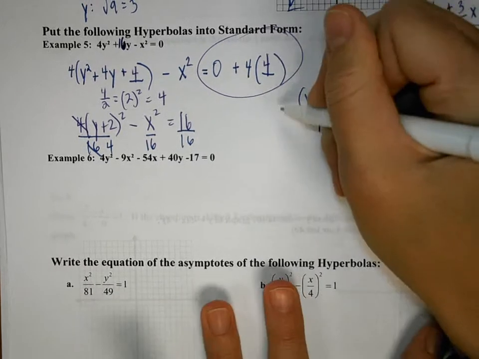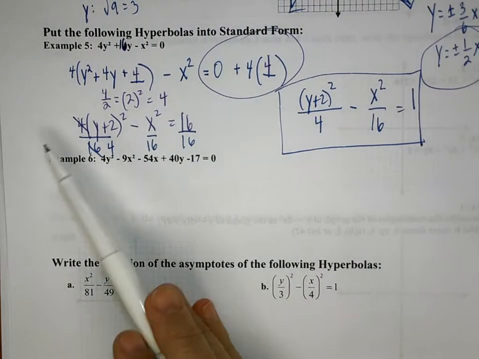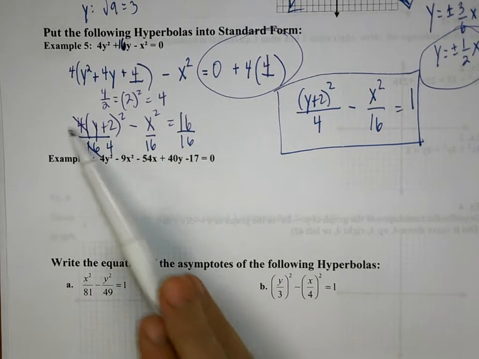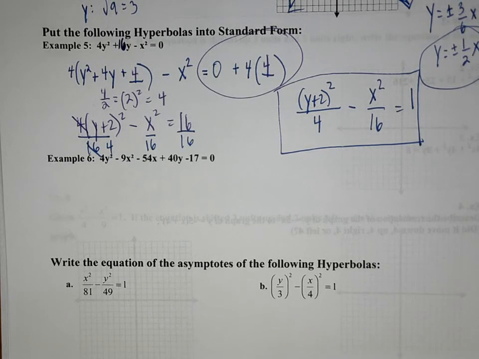Where'd you get 4 from? Oh, no, y plus 2. Because remember I had a 4 out in front here? So I'm just reducing the 4 and the 16. 4 over 16 reduces to 1/4, right? So I was just reducing. Okay.